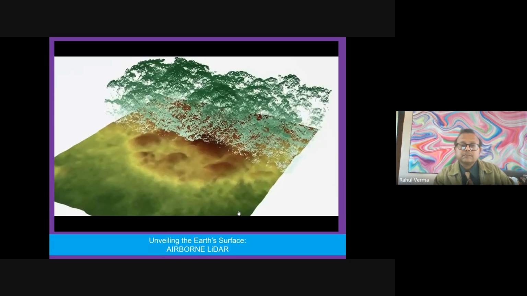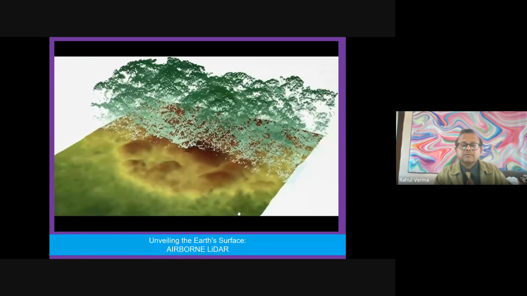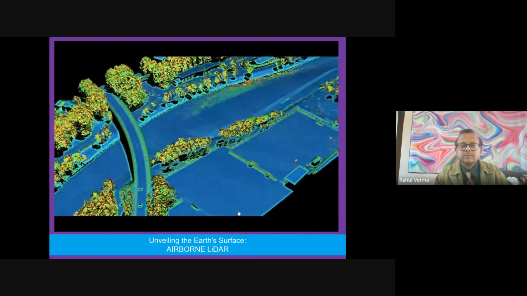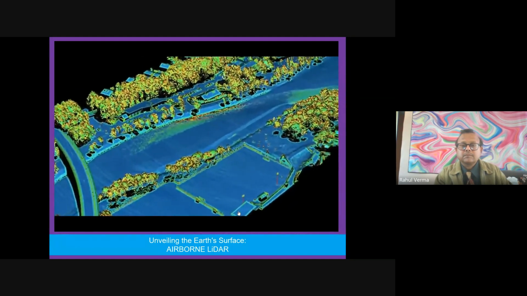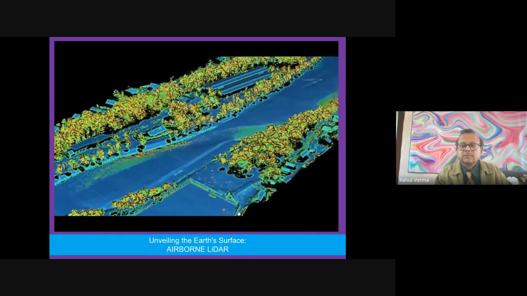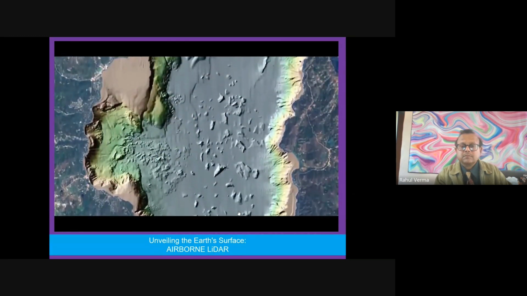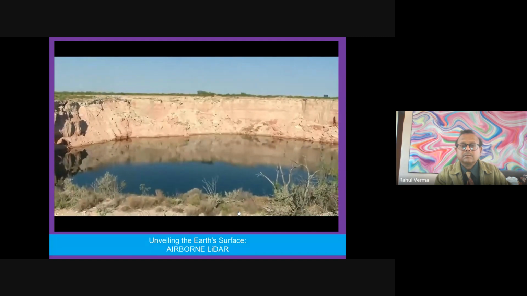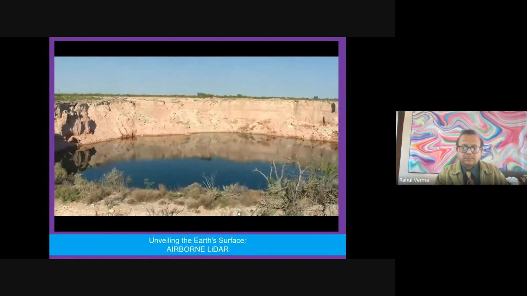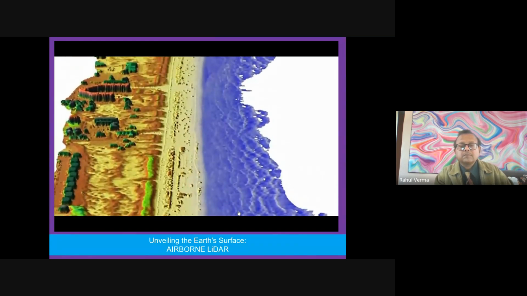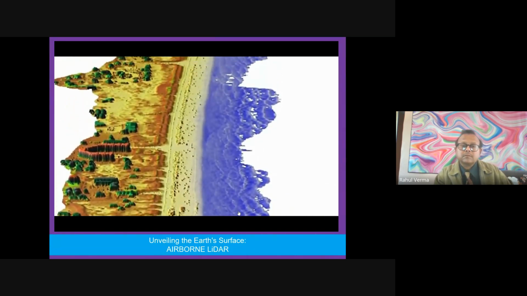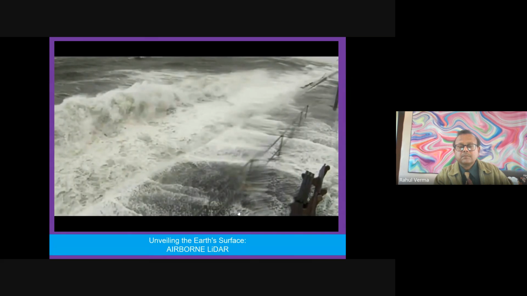LiDAR has been used to detect archaeological sites beneath tree canopies. It's been used to predict flooding extent from tropical storms and rainfall events by having better models of the surface. Looking at sinkhole formations in places where you have cavities forming in the subsurface and then the land surface subsiding into those. Used it to precisely capture the shape of the Texas coast for both long-term monitoring of how the coast is changing over time, as well as the impact of specific events like hurricanes and the erosion that those caused.